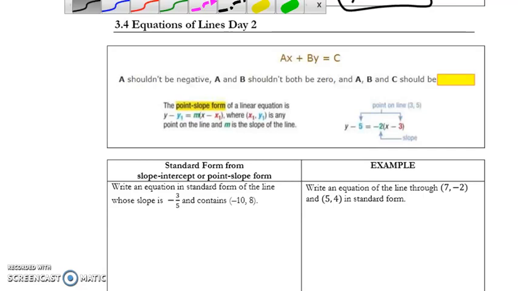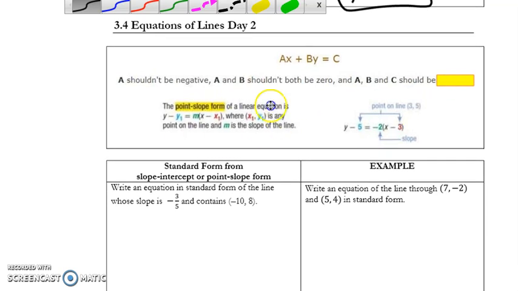All right, so 3-4, day 2, we're going to continue our talk with equations of lines, but we are going to talk about standard form. What standard form is, I call it ABC 1, 2, 3 order. We have A, B, and C. We have our X and our Y on the same side. And we need to make sure that A is not negative. None of these are fractions.